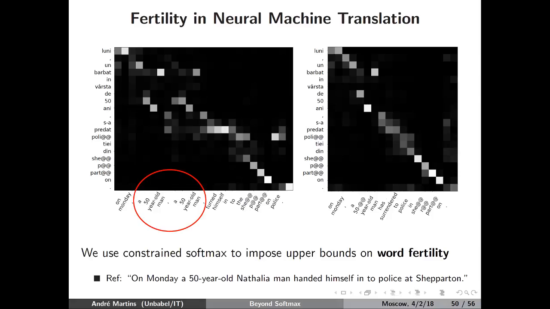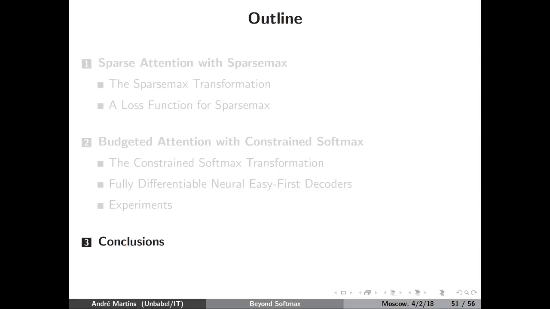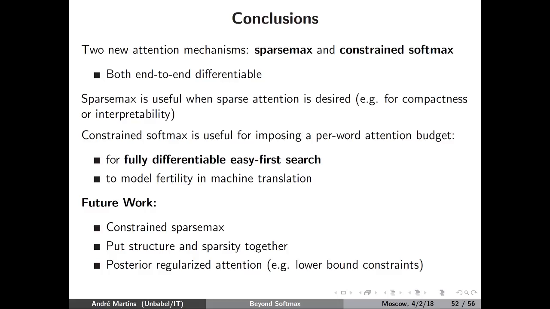And this is it. So in this talk, I talked about these two new attention mechanisms, one using Sparsemax, the other one constrained Softmax. They are both end-to-end differentiable. So if we want a sparse probability distribution, then Sparsemax could be a good choice. If you want to impose a budget of attention, then constrained Softmax could be the best choice.